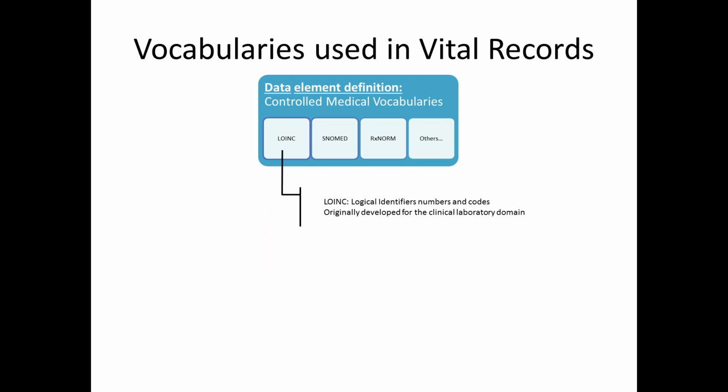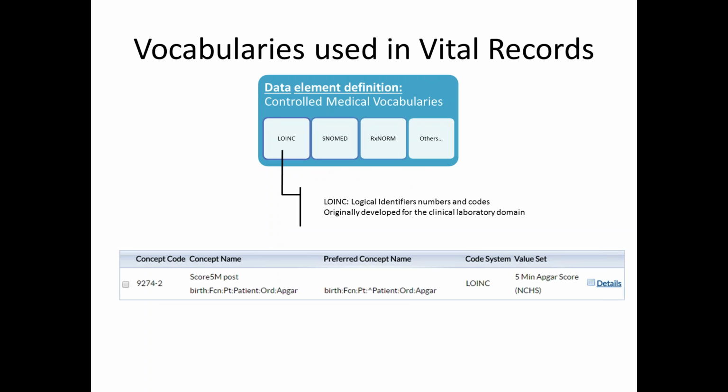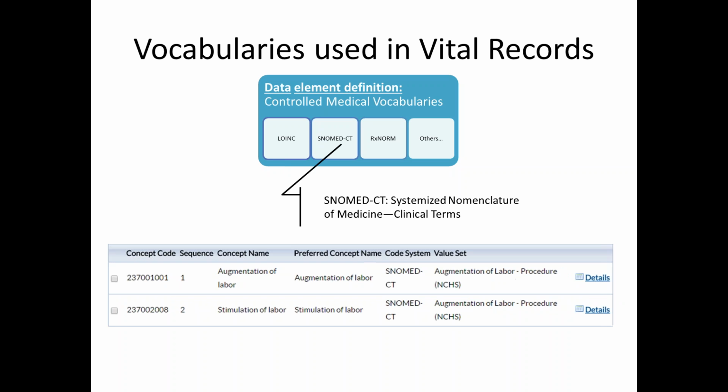Some of the ones used in vital statistics standards include LOINC, logical identifiers, names, numbers, and codes, originally developed for the clinical laboratory domain, but now includes concepts such as 5-minute APGAR score, which has been assigned a code, among many other elements on the birth and death certificates.